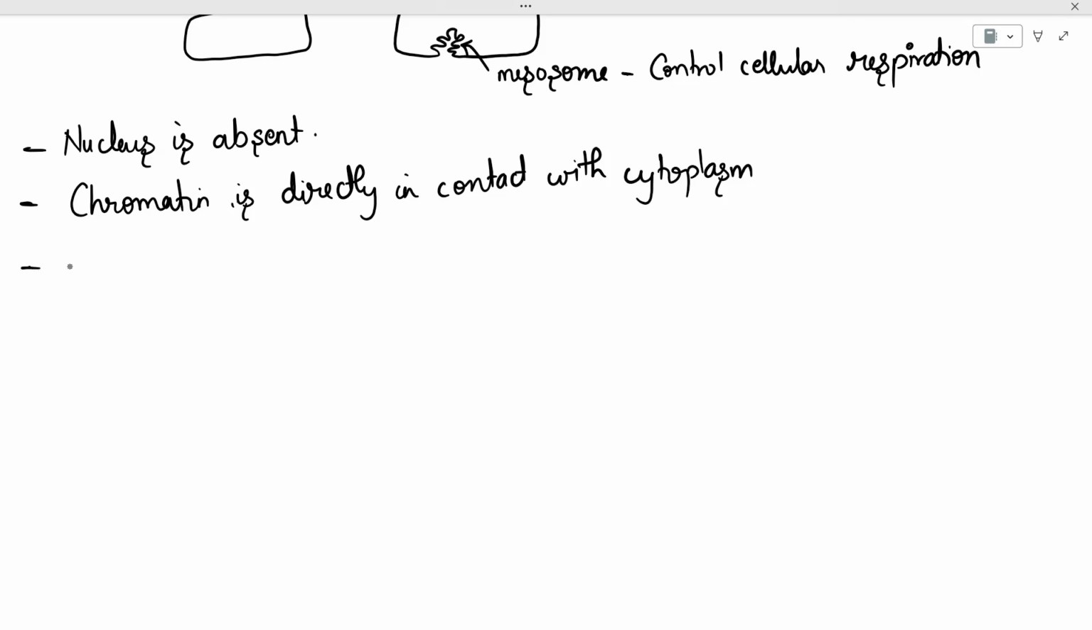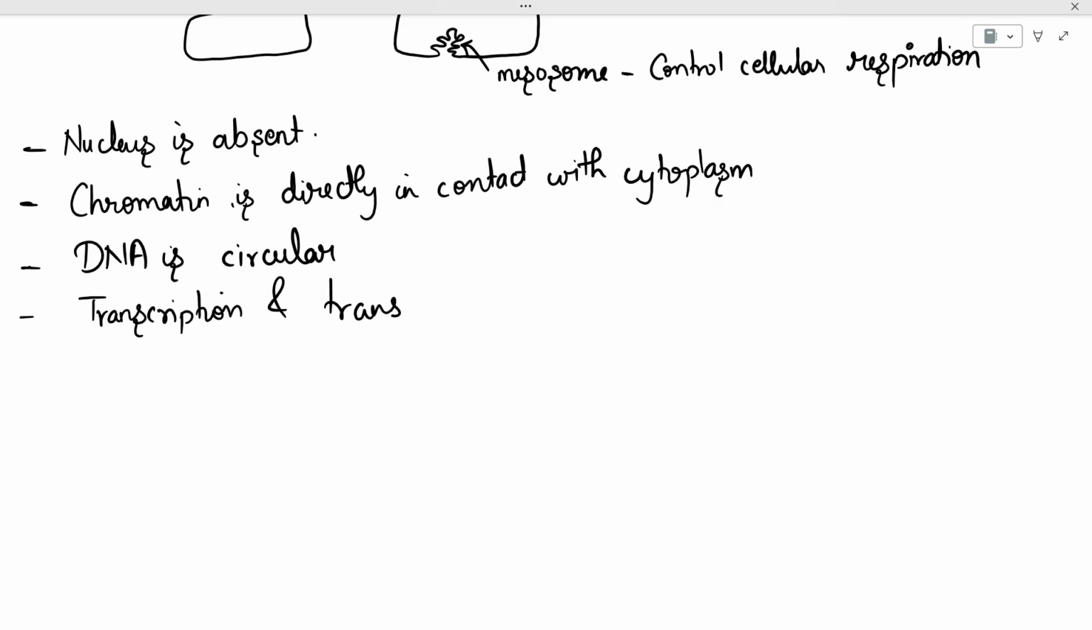Next, they have circular DNA. The DNA is circular. Apart from that, we can see that transcription and translation will occur in cytoplasm. These both processes will occur in cytoplasm.